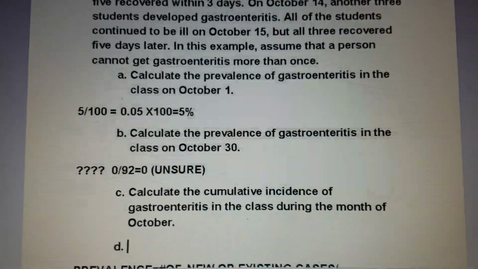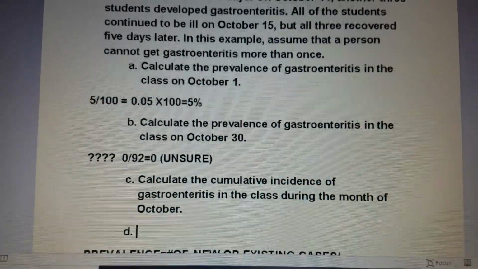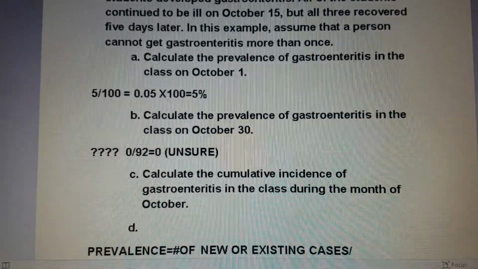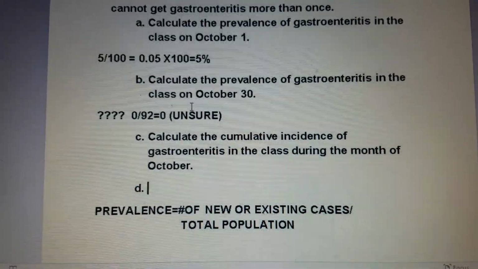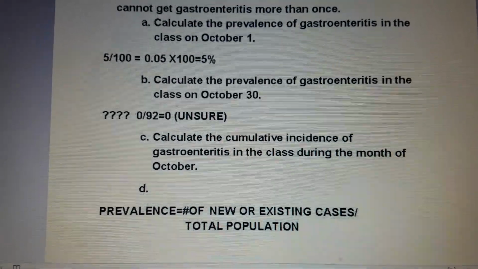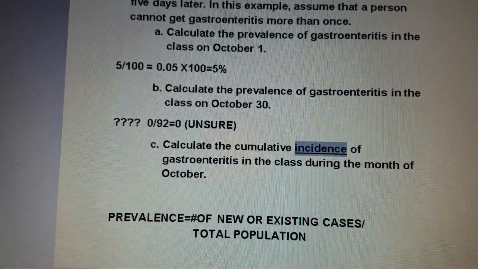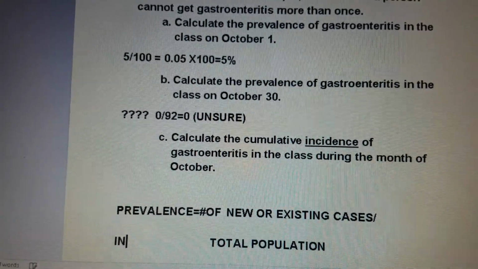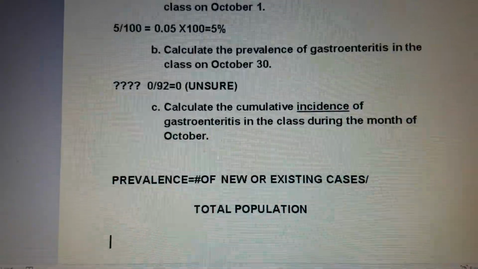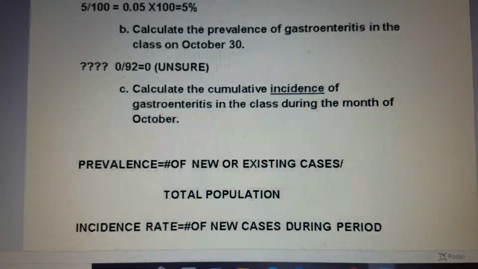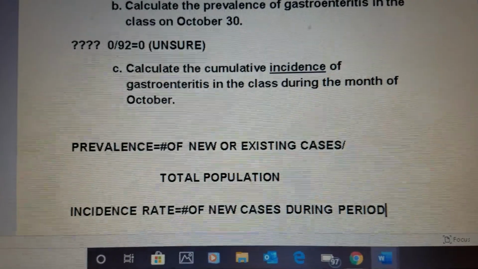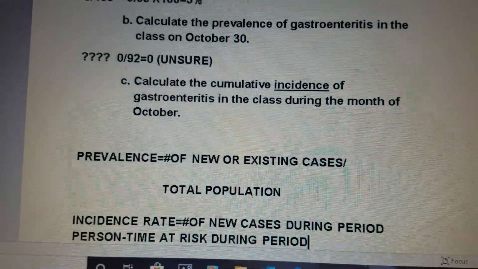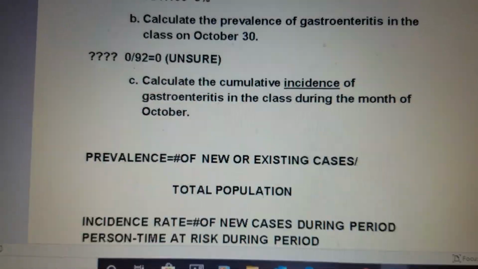Part C says calculate the cumulative incidence of GI in the class during the month. So what is incidence rate? This is a new one here. We haven't figured it out yet. Let me go forward a little bit. So the definition, I guess, in order here: incidence rate, if I can get it straight, equals the number of new cases during a period divided by person time at risk during a period.